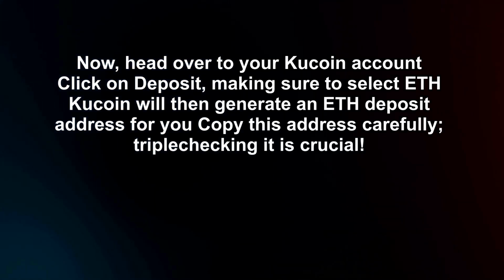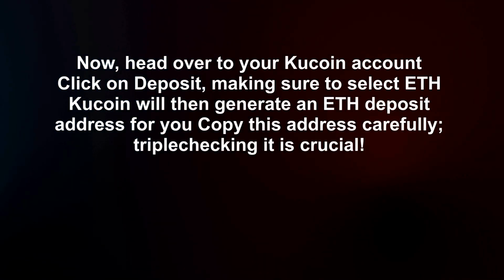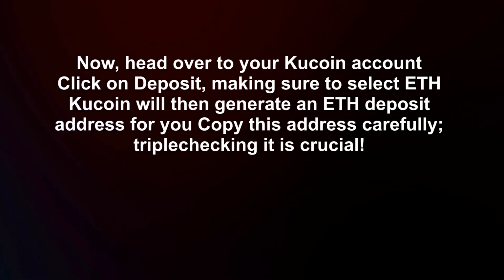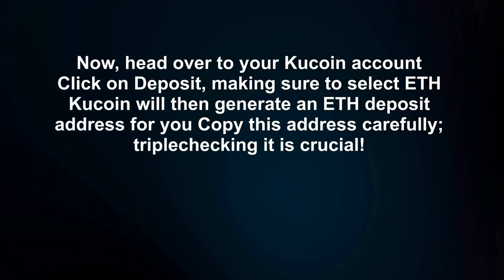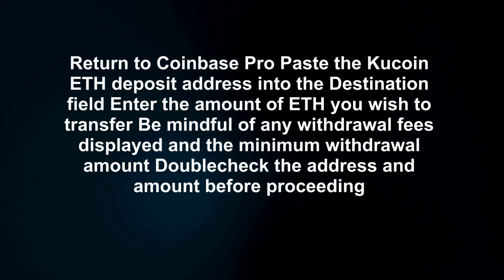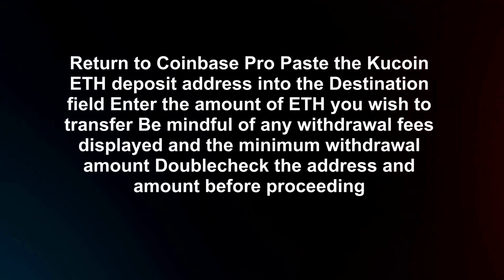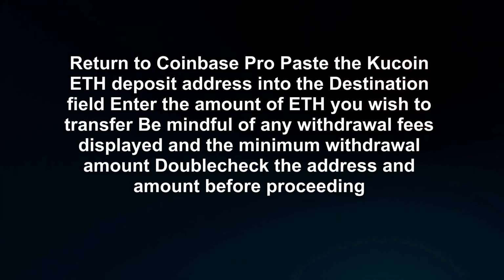Now, head over to your Kucoin account. Click on Deposit, making sure to select ETH. Kucoin will then generate an ETH deposit address for you. Copy this address carefully. Triple checking it is crucial. Return to Coinbase Pro. Paste the Kucoin ETH deposit address into the destination field.